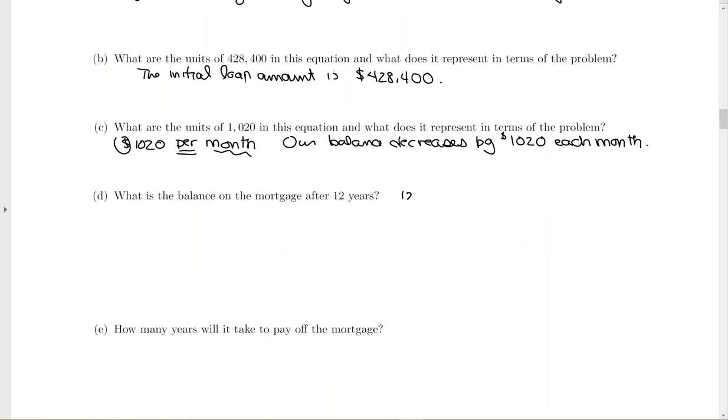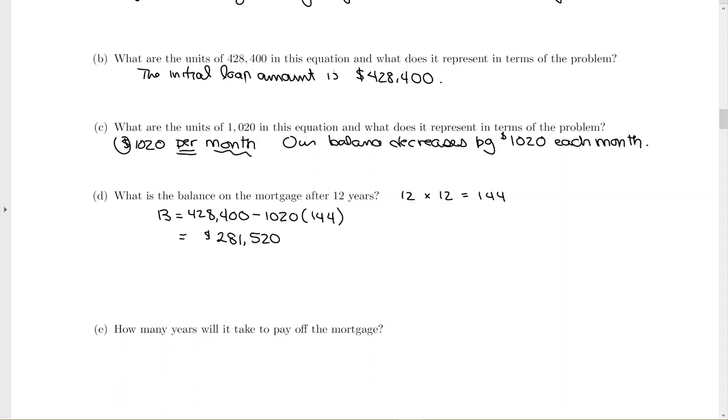So I have to think about how many months are in 12 years. In 12 years, there's 12 months per year. So I'm looking at 144 months. Now I go back to my equation, B equals, and I plug in that 144 for the letter N. So 428,400 minus the 1020 times 144 is going to give me the balance after 12 years. So my balance is going to be 281,520.